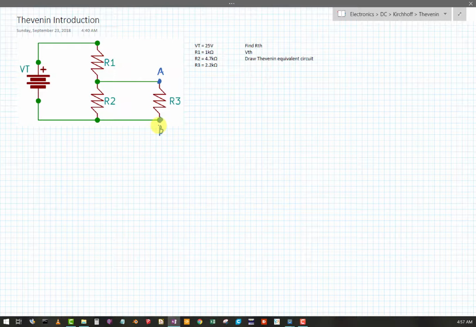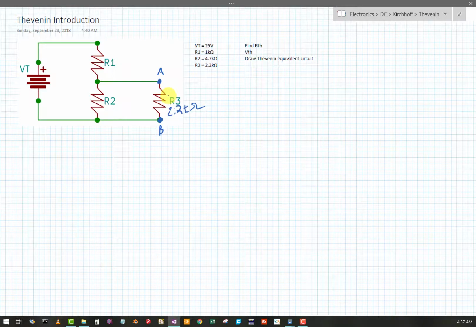So out in the literature and out in the world, this component would be called the load, and that may be specific to your circuit. It is the load, but really any component in the circuit you can use Thevenin's analysis to solve that component's value. So I've targeted R3, this 2.2k ohm resistor. Alright, so I've defined the points in the circuit where R3 connects, just as A and B.